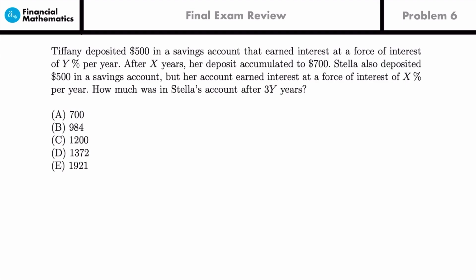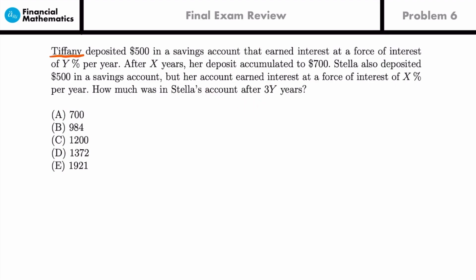Okay, so in this problem, we're dealing with 2 different savings accounts, one for Tiffany and one for Stella. So we want to try to keep that information separate, but they will be tied together because they're dealing with the same unknown variables, that being x and y, right? Notice that Tiffany's account has a force of interest of y%, and then after x years, she has accumulated $700, but Stella's account earns a force of interest of x%, and then we want to know how much she has after 3y years. So those variables of x and y are part of both of those accounts. So we're probably going to be setting up two different equations and then using those together to solve for x and y, or something like that, that will then allow us to calculate how much is in Stella's account after 3y years. All right, so let's organize our information here.